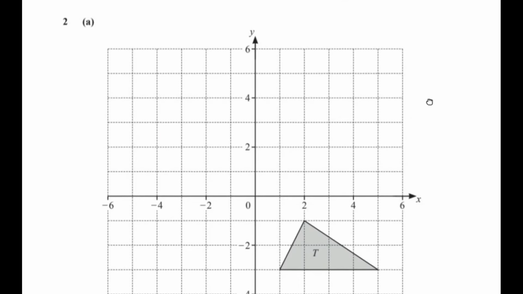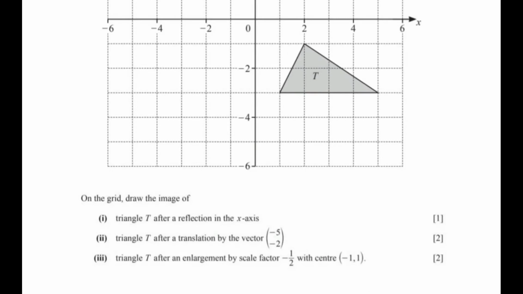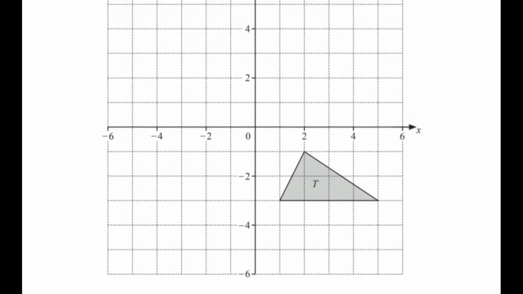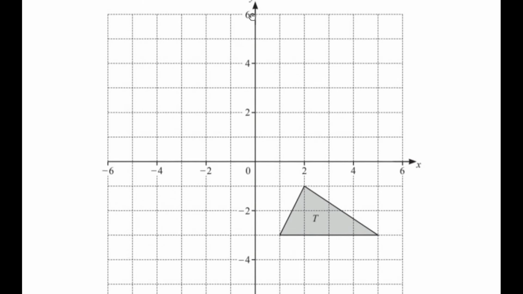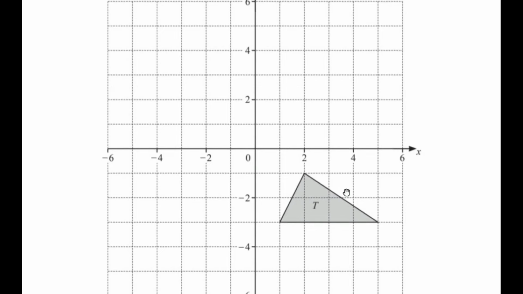The second question is from the Transformations chapter. On the grid, draw the image of the triangle T after a reflection in the x-axis. Here we have been given the x-axis and the y-axis, and the triangle T is given. We need to reflect this triangle in the x-axis. Let us mark the vertices of this triangle. This vertex is at a distance of 1 block from the x-axis, so its reflected point is also going to be 1 block from the x-axis.